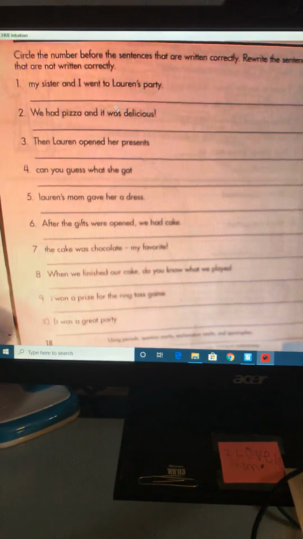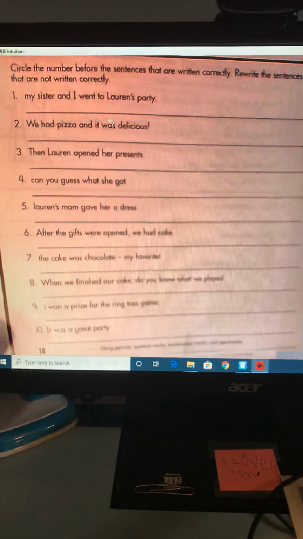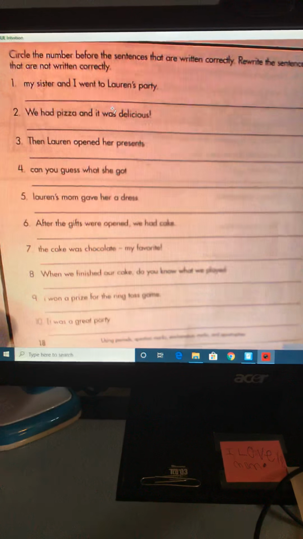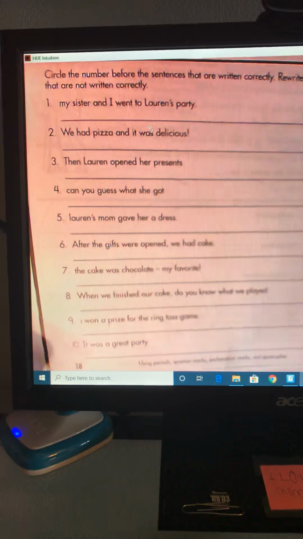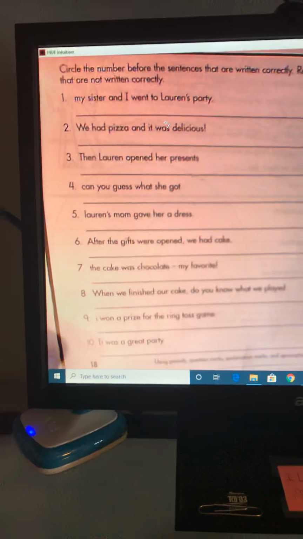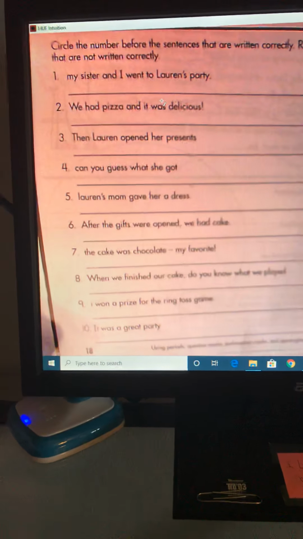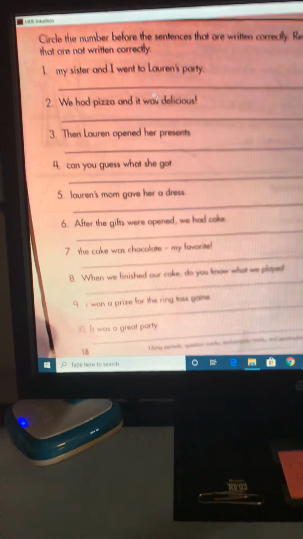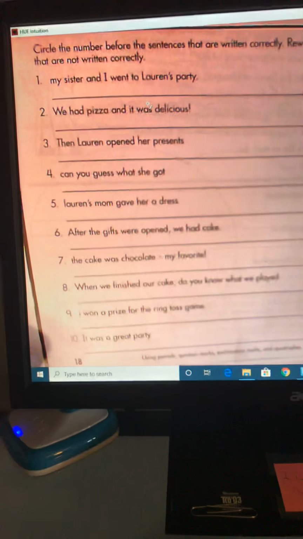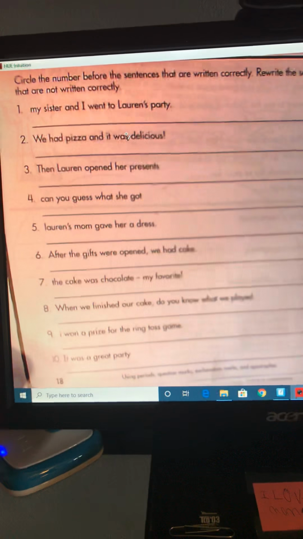So over here on your worksheet, same thing. Okay. You're going to circle the number before the sentences that are written correctly. So what you're looking for on these sentences is, do they start with a capital letter and do they end with the correct punctuation? So if they do, all you have to do is circle the number. If they don't, then you rewrite the sentence on the line, making it correct.